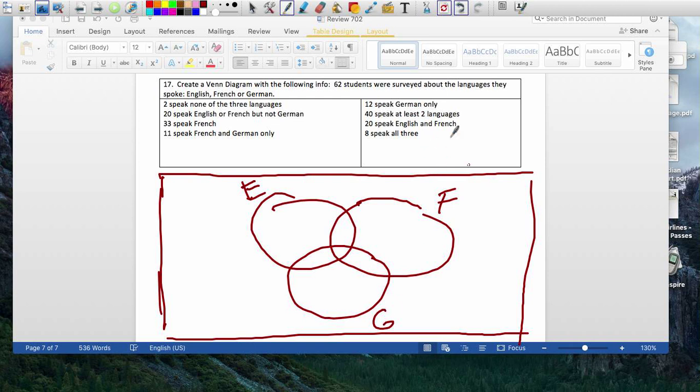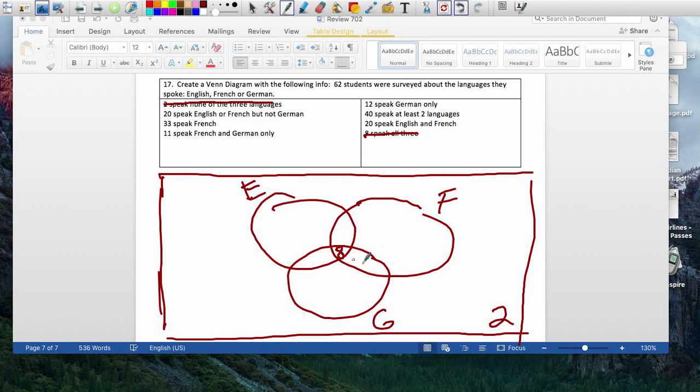62 students were surveyed about the language they spoke. It was English, French, or German, and 2 speak none of the 3 languages. So that goes out here, right? I cross that out. What else can I do? 8 speak all 3, so definitely can use this. So 8 goes right here in the middle.